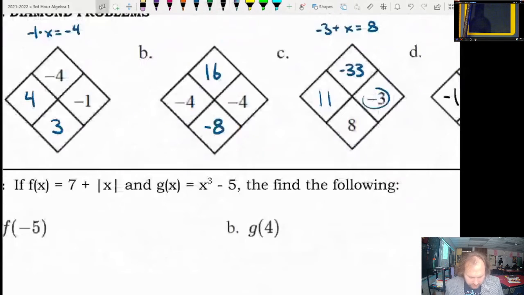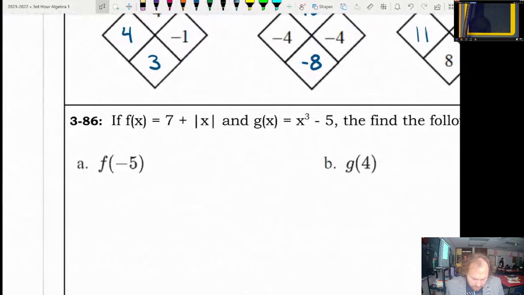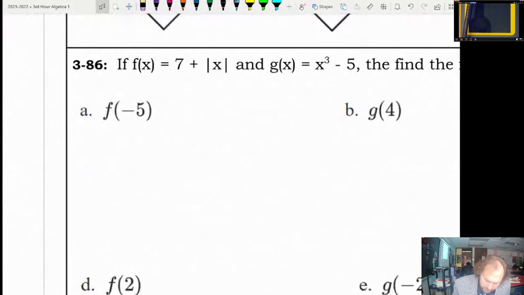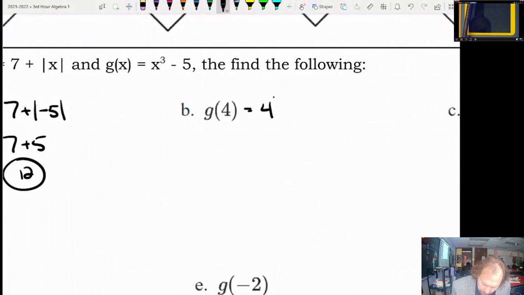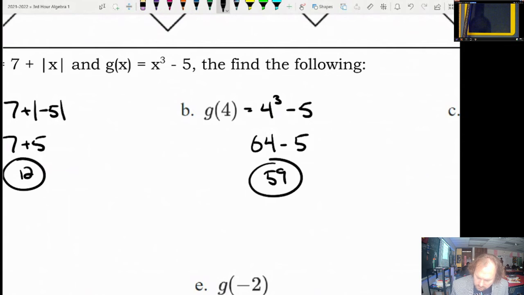And finally, we got just some simple function notation problems here. Plug in some numbers and get an answer. This would be 7 plus the absolute value of -5, which is 7 plus 5, which is 12. Please show as much work as possible. g of 4 would be 4 to the third power minus 5. Use a calculator for this one. 4 to the third power is 64, and 64 minus 5 is 59.